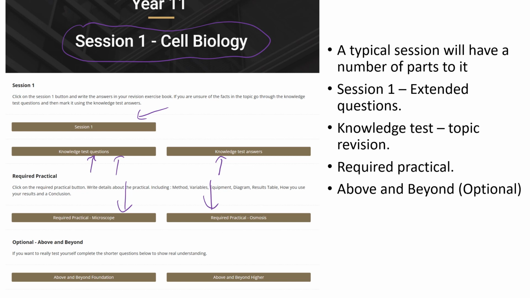You need to go through the method, the variables, the equipment, what you actually do in the experiment and what the goal of the experiment is, how you're actually going to record your results, what your results are going to tell you, and what you're going to draw. You're going to draw a graph, a line graph, or a bar chart, which is very unlikely.